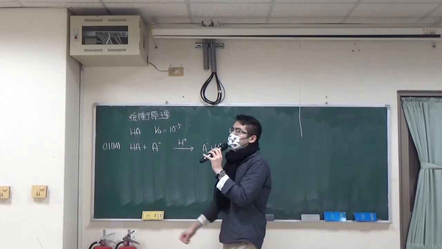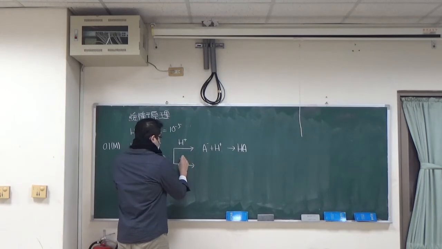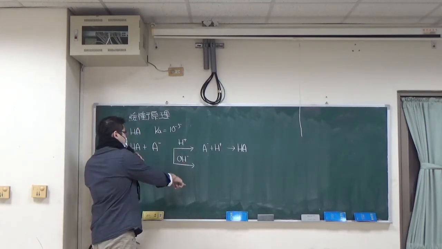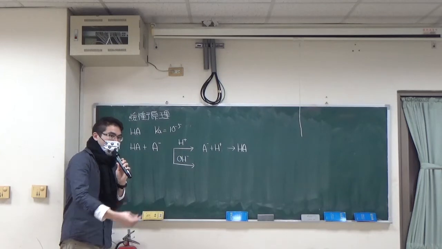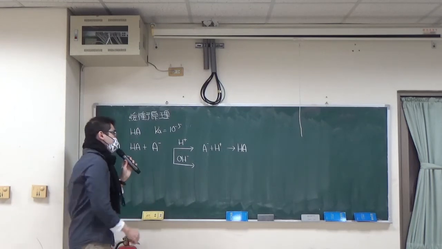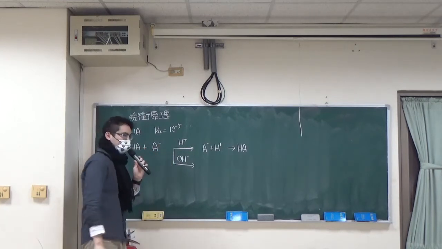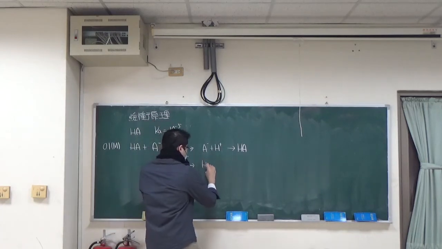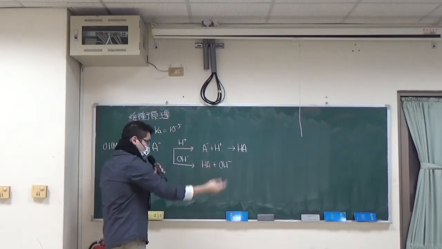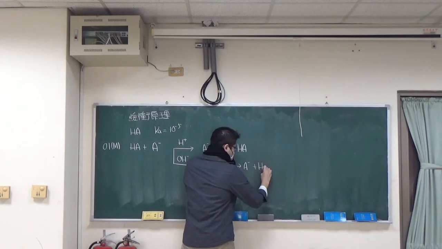And if we add some base into the buffer solution, the base has hydroxide ion. Hydroxide ion can react with A minus or HA? Base can react with acid. So hydroxide ion cannot react with A minus, but it can react with the weak acid HA. HA reacts with hydroxide ion and forms A minus and water.